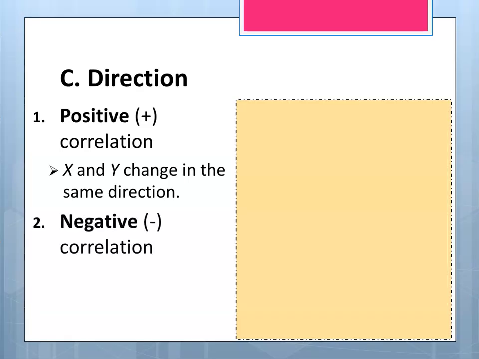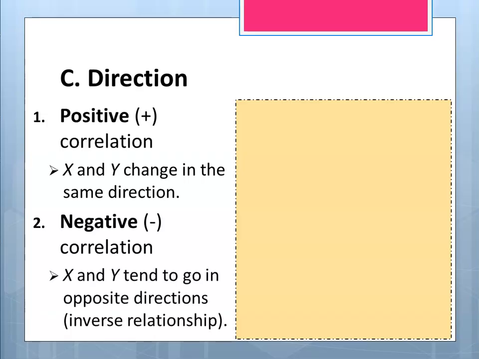Now, the second direction is a negative correlation. The negative sign does not refer to whether the relationship is bad or worse. Instead, negative means that the x and y variables tend to go in opposite directions. In other words, as x increases, y decreases. We also refer to a negative correlation as an inverse relationship.